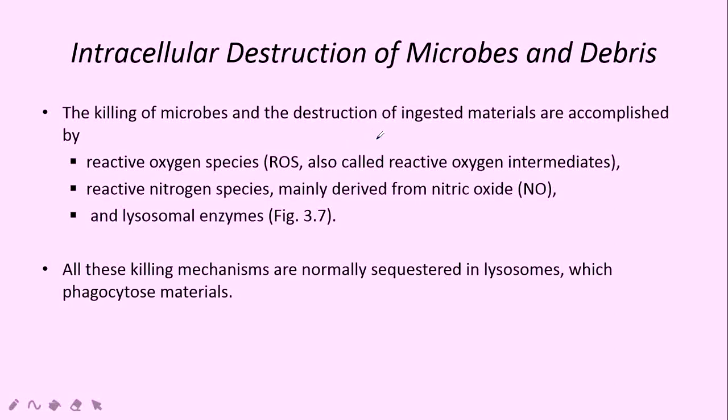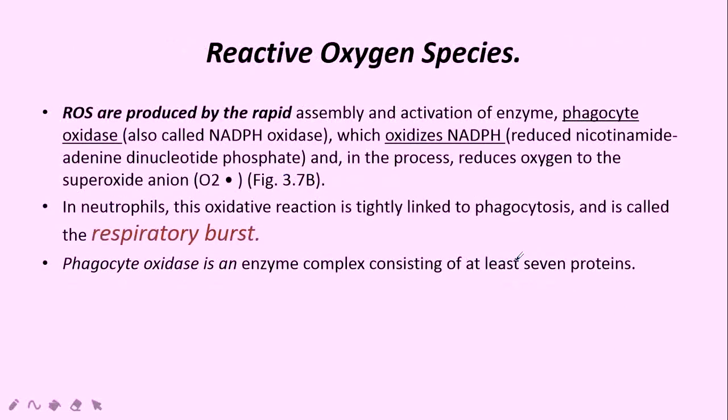The killing and destruction of the ingested material are accomplished by ROS, also called reactive oxygen intermediates, reactive nitrogen species mainly derived from nitric oxide, and lysosomal enzymes. These mechanisms are normally confined within the lysosomes. Now, what are reactive oxygen species? They are produced when the enzyme phagocyte oxidase oxidizes NADPH, and during this process reduces oxygen to superoxide anion.